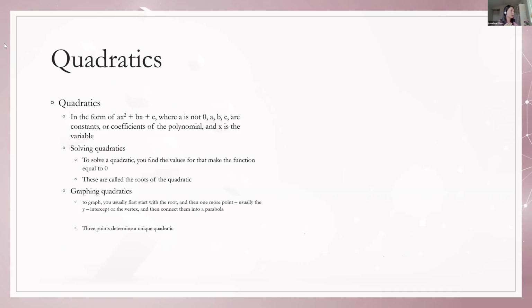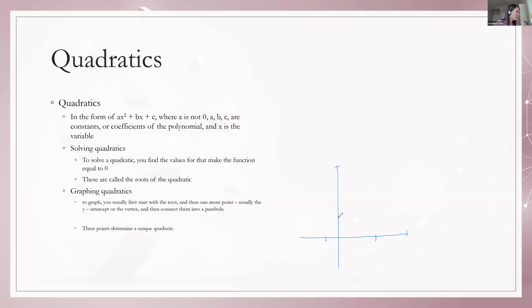Similarly, 3 points determine a quadratic, 4 points determine one with x cubed, and 5 points determine one with x to the fourth, and so on, right? But 3 points determine a quadratic. So if you find two roots, because a quadratic has at most two roots, say here and here, that's not enough to determine the graph of the quadratic. You need one more point.